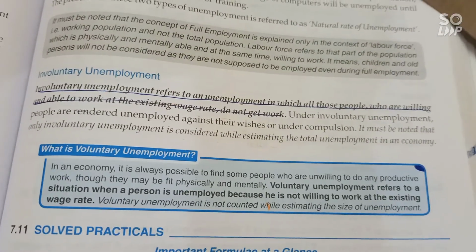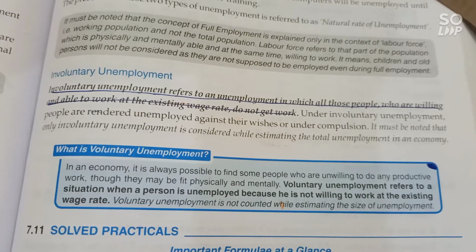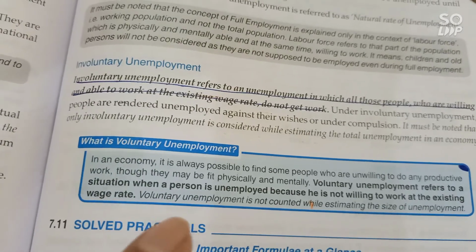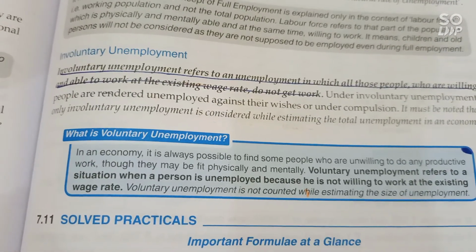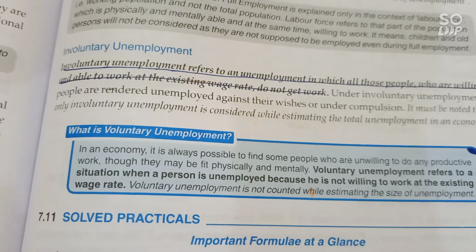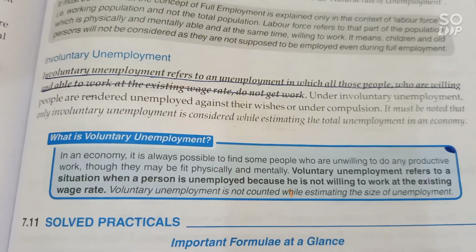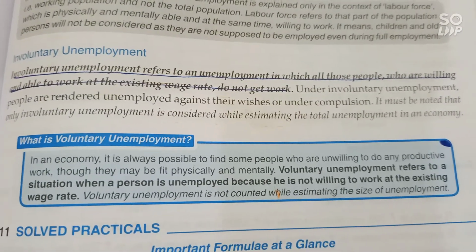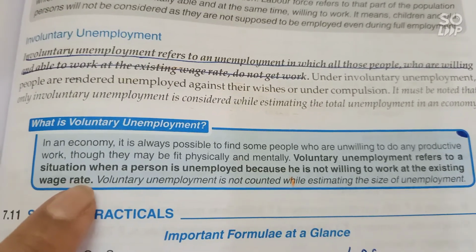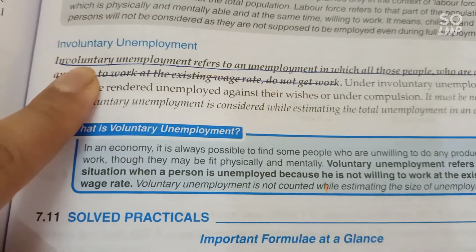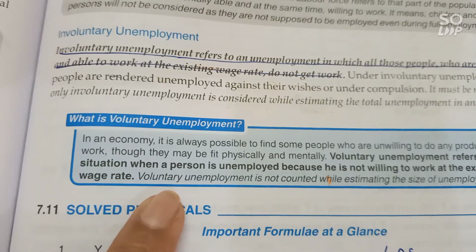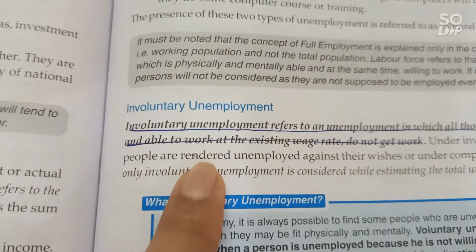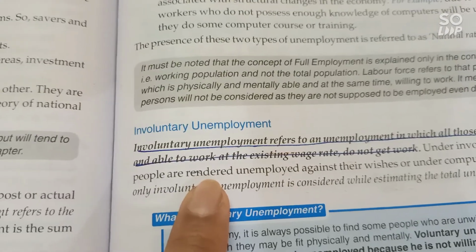When you calculate unemployment in the economy, we will consider this type of unemployment. One more type we have is voluntary unemployment. Voluntary unemployment refers to a situation when people are unemployed by their own will. Work is there, but they are not willing to work at the prevailing or existing wage rate. Whenever we calculate unemployment, we take only involuntary unemployment and not voluntary unemployment, because they are willingly not doing the work. Clear? And here they want to do the work, but they are not getting work. Clear this point?